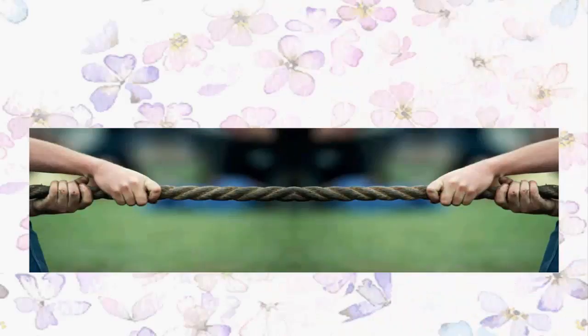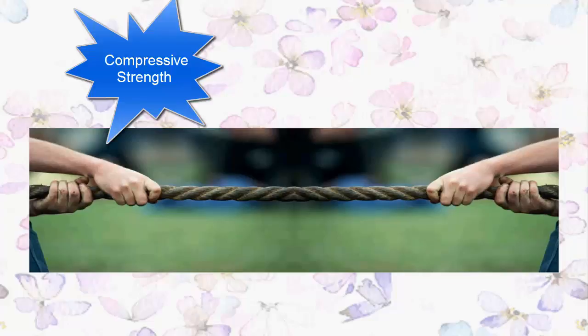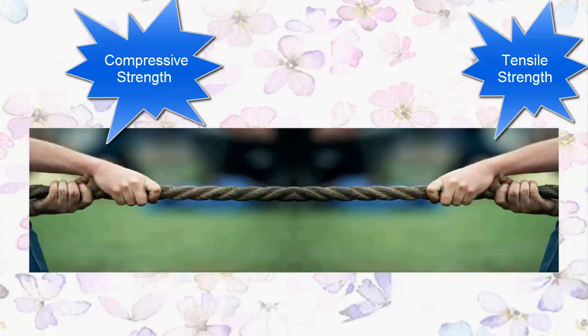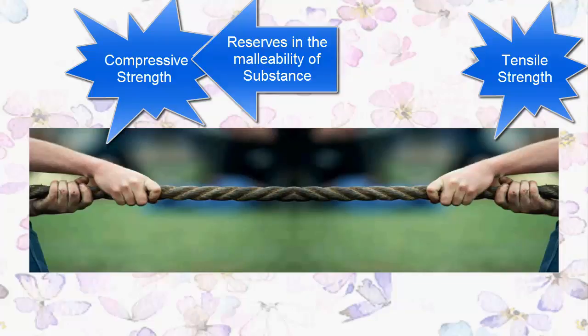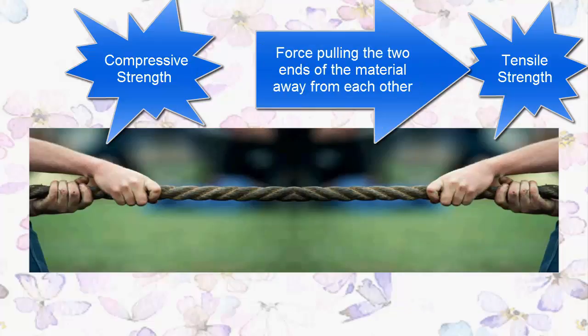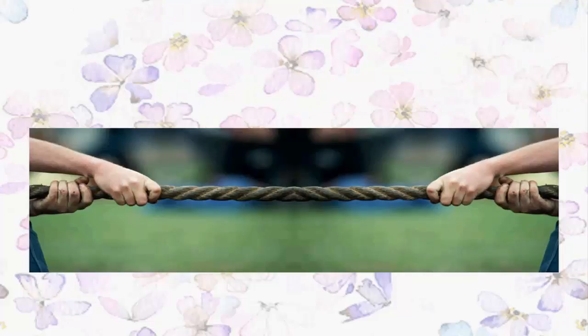So friends, this concept revolves around the stress and forces applied to the materials or substances. Well, there are two basic types of deforming stress and forces applied. First is compressive stress and second is tensile stress. The first results in the malleability of the substance, and the second is tensile strength, which is a force pulling the two ends of the material away from each other. A very good example is the game we call tug of war, which provides a very good example of tensile strength being applied to the rope.